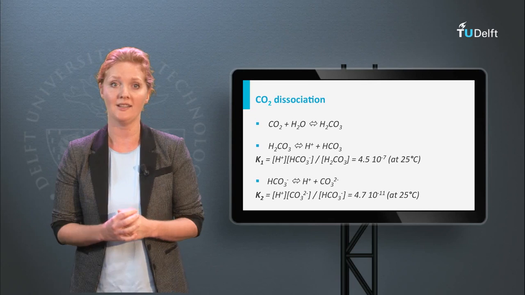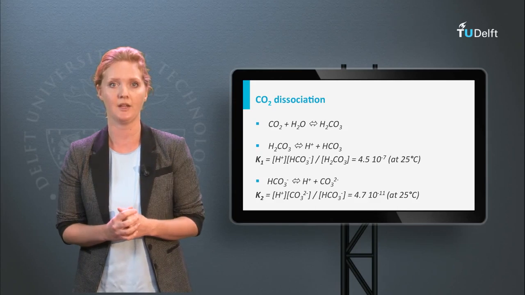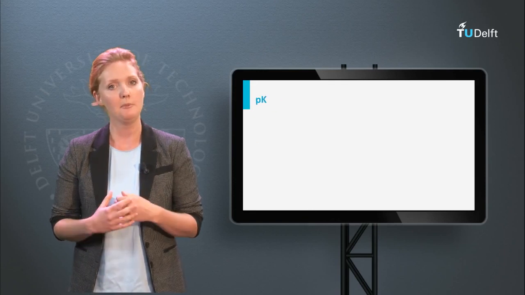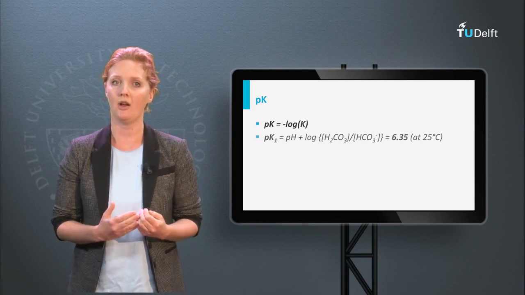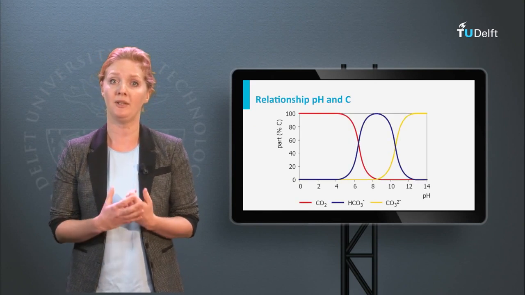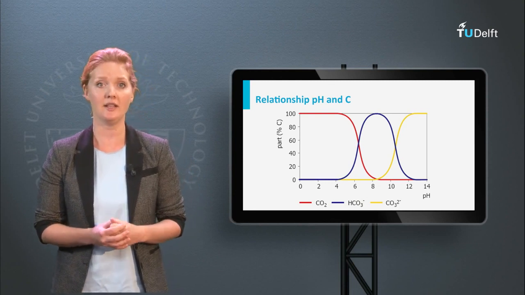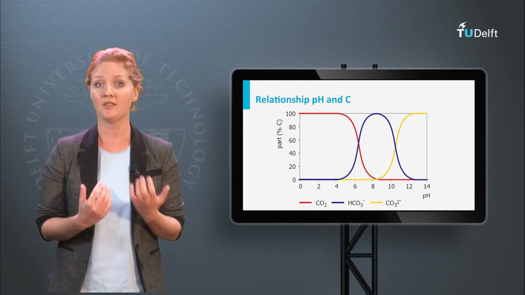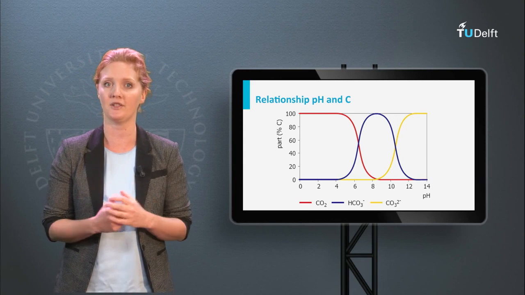From these equilibrium formulas, it can be calculated which ionic forms of carbon dioxide are present at a certain pH value. For this purpose, it is convenient to rewrite the formulas in the pK form. pK equals the pH if the concentrations between brackets are equal, because log 1 equals 0. This graph shows the relationship between pH and different CO2-related species. In the low pH ranges, carbon dioxide contributes for 100% to the carbon in the water, while in the higher pH ranges, 100% consists of carbonate. Around neutral pH, a combination of carbon dioxide and bicarbonate is present in the water.